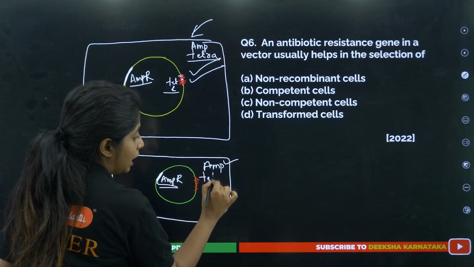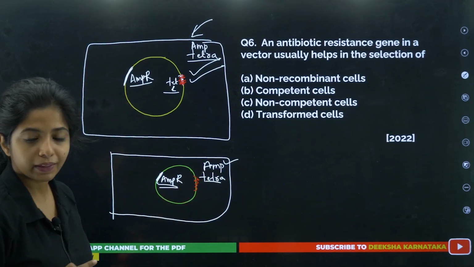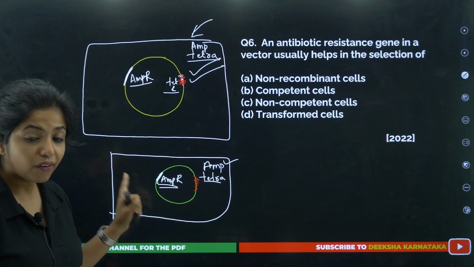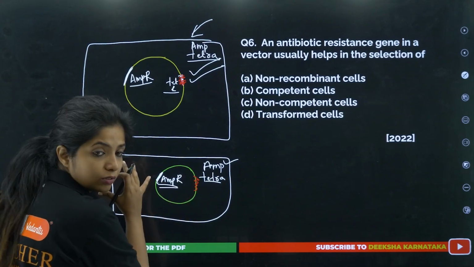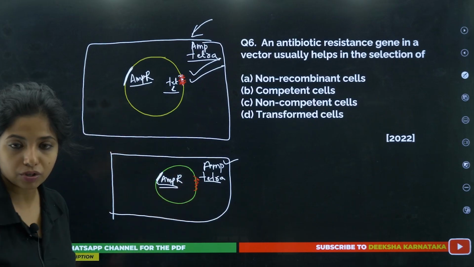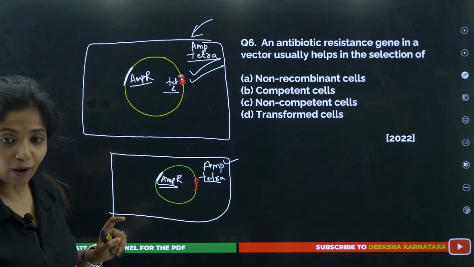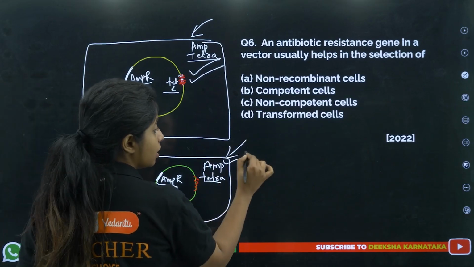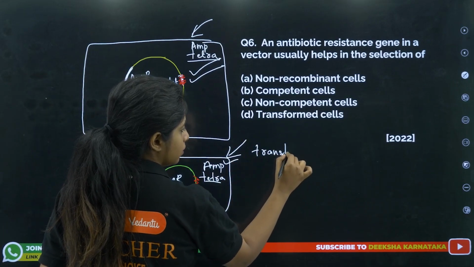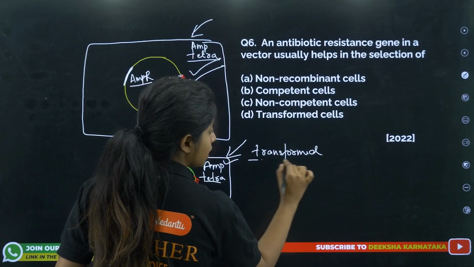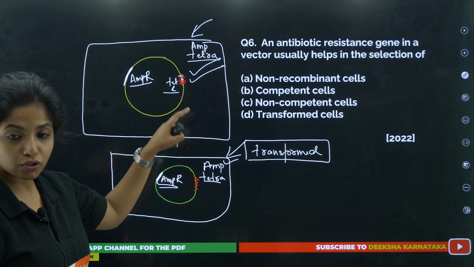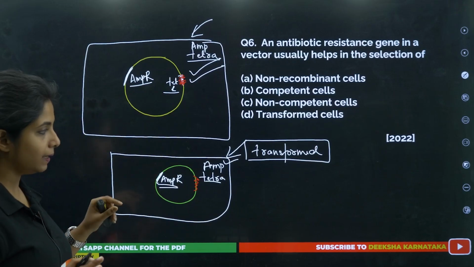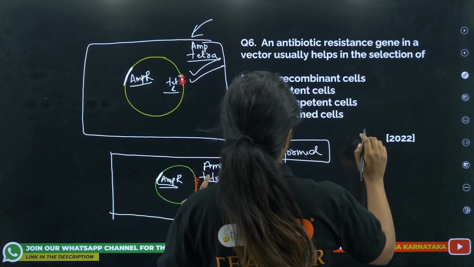But when I grow it in tetracycline, will it grow, children? Will this particular thing grow? It would not be growing. Why will it not be growing? Because you have removed that resistant gene and instead you have put the gene of interest. So basically, can I say now that this particular bacteria has transformed from this to this? Yes, it has transformed.